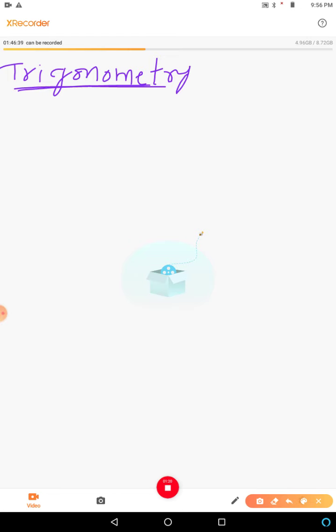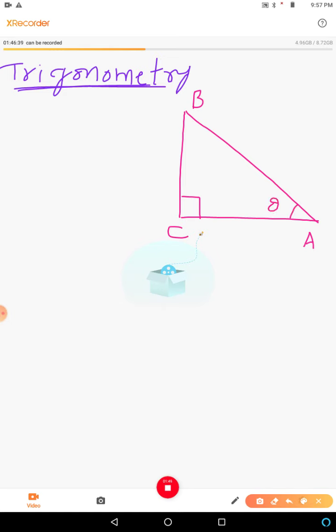So we have some trigonometric functions. Before going to trigonometric functions, I draw a right angle triangle. Consider a right angle triangle with vertex A, vertex B and vertex C. It is right angled at point C, so the angle at C is 90 degrees. Let the angle at A be theta. Theta is some angle, 60 degrees, 40 degrees, anything maybe.